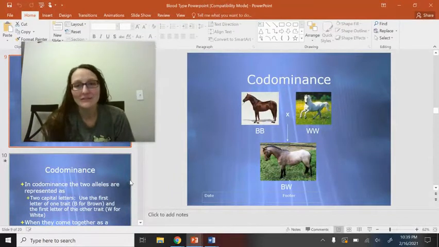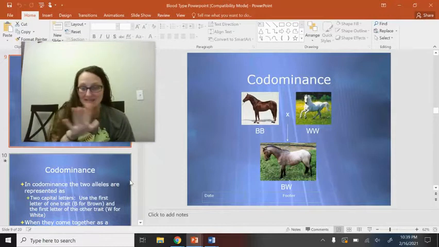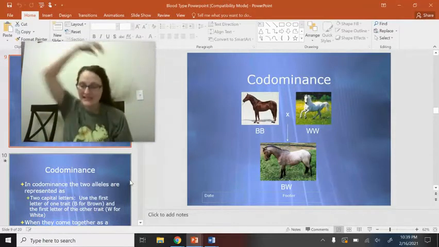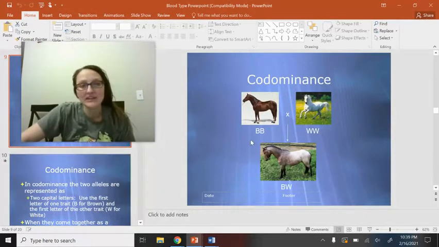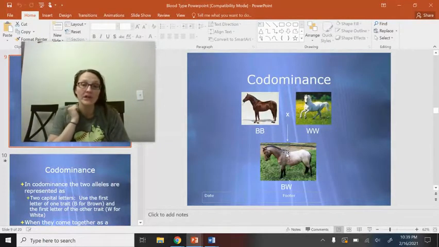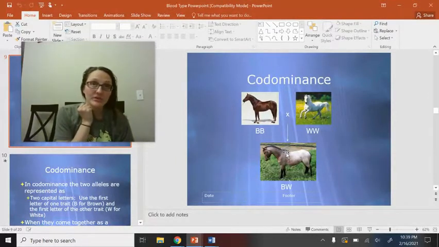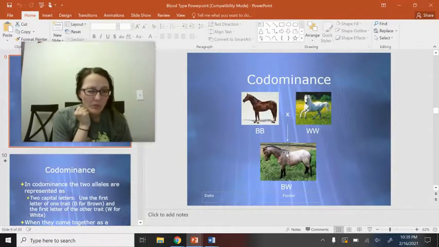So this is codominance in horses, and I don't actually know anything about horses. This is just a picture example that I found. But in this case, it's showing us that one of the horse parents is brown and one of the horse parents is white. And then this is a picture of an offspring that could have come from that combo. Now, in codominance, you cannot predict the pattern very well.